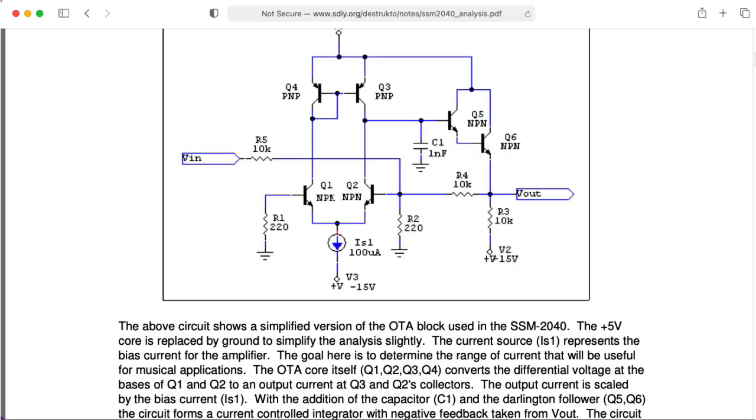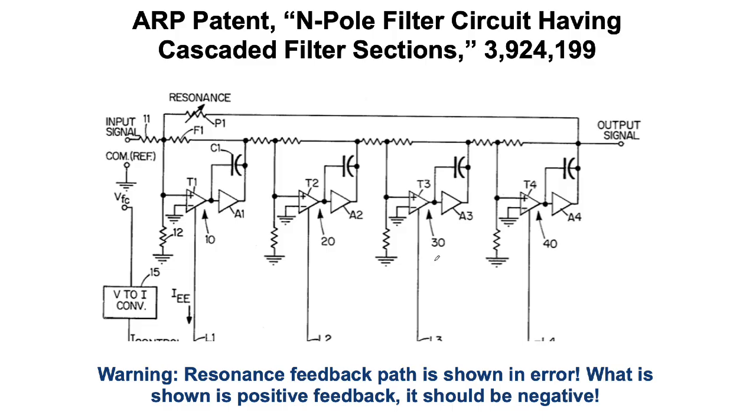The last example here is from a patent by Arp, and this one's a little bit dangerous. There's actually an error in here. Now, the basic core structure of each of these one-pole filters is pretty much the same as what we've seen before. We have an operational transconductance amplifier. It has a gain controlled by this current input. Here, instead of the positive terminal being grounded like most of the designs we've seen, the negative terminal is grounded and the signal is coming into the positive input here.